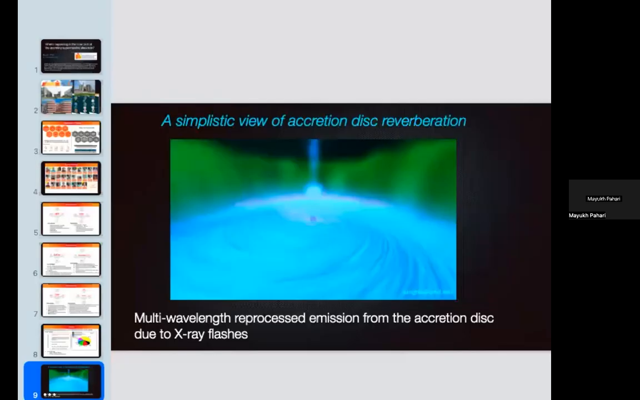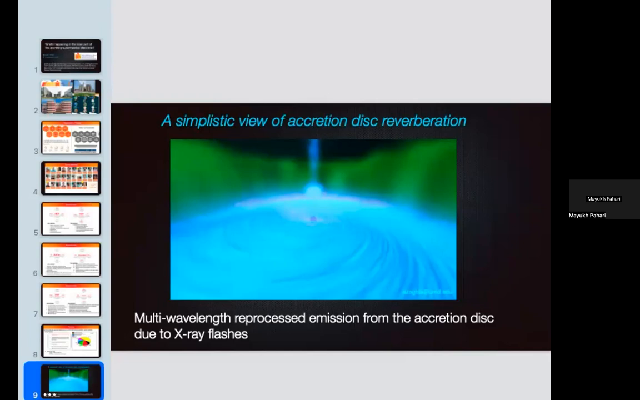which we have observed in Seyfert galaxies, or accreting supermassive black holes in general, having lower mass black holes at the center. And this is a kind of cartoon diagram for those who are not familiar with the term called reverberations. So basically we think that there is an X-ray flash occurring somewhere.